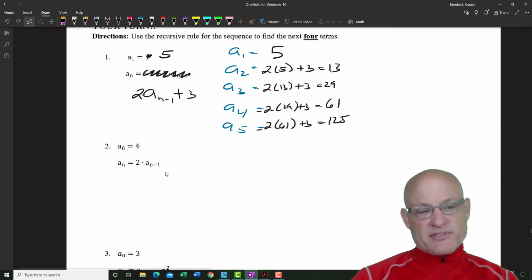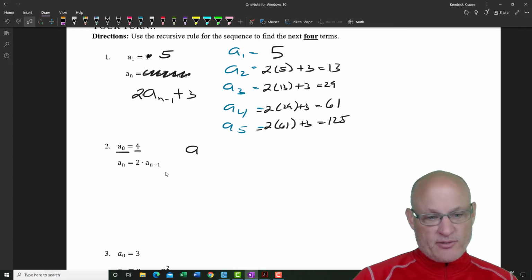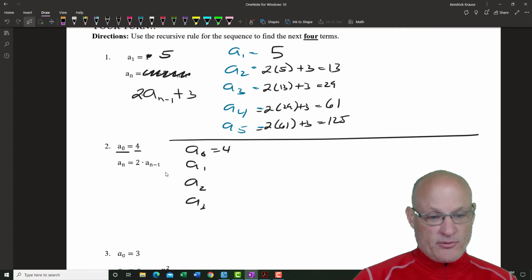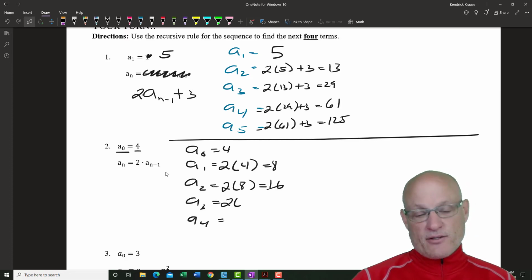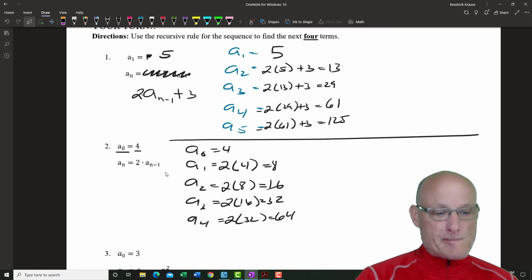All right, here we go. Now, this one's a little bit weird. No, this is fine. This just says a sub 0 equals 4. It doesn't matter. Normally, we give you it as a sub 1, but it really doesn't matter. I just asked for the next 4 terms: a sub 1, a sub 2, a sub 3, a sub 4. It makes no difference how you do that. So it says 2 times the previous term, 8. 2 times the previous term, 16. 2 times, this is annoying. And then 2 times 32 is 64.